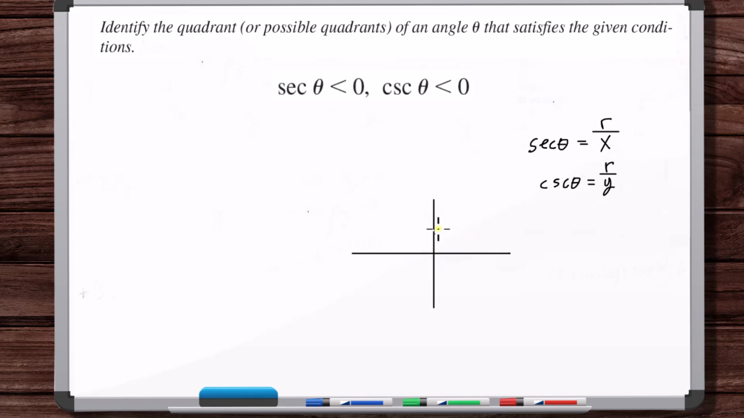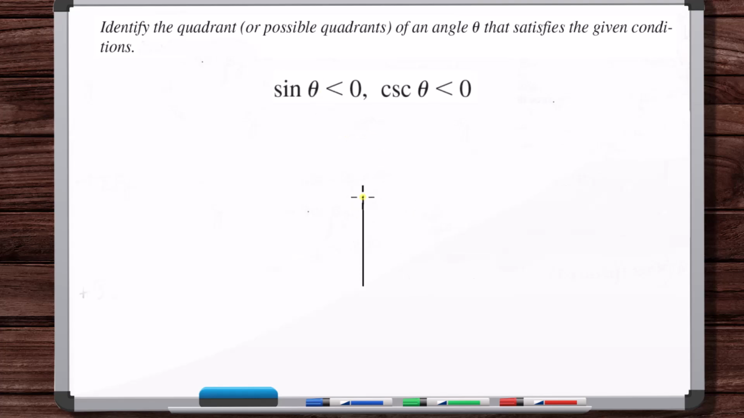Is there any scenario where both of these are negative? Yes, that's going to be the third quadrant, because this is negative and this is negative. But this isn't like a tangent where you have negative divided by negative is positive. No, they're both dividing by the positive radius. So both of these are negative in the third quadrant.